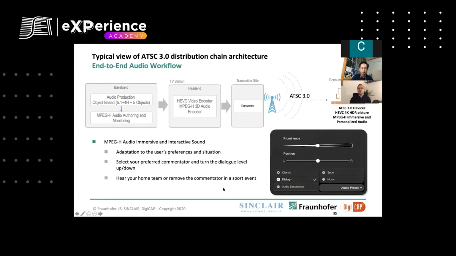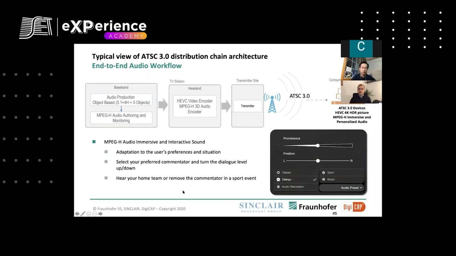So you don't consume the content at home in a passive way, like in the past with stereo and surround sound. You can now exploit the object-based approach. What that means, for example, is you can increase the level of the dialogue to your own preference. You can remove the dialogue if the broadcaster allows you to do that. You can switch to a live sport event without any commentator and just enhanced crowd, or you can listen to your biased favorite commentator for your home sports team.